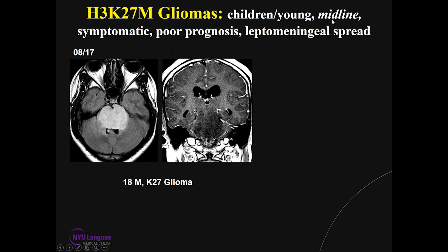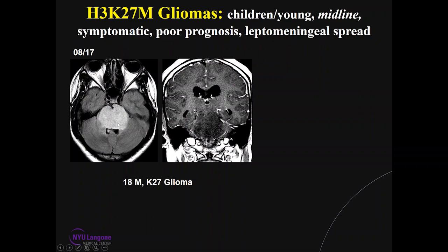They are either in the midline or paramidline. Classic example is thalamic tumors, or in the brainstem. Quite a few of the DIPG we know are now H3K27 mutant gliomas. The patients are usually symptomatic, with very poor prognosis. Majority will have some kind of leptomeningeal spread, and the median survival is around 1 year.